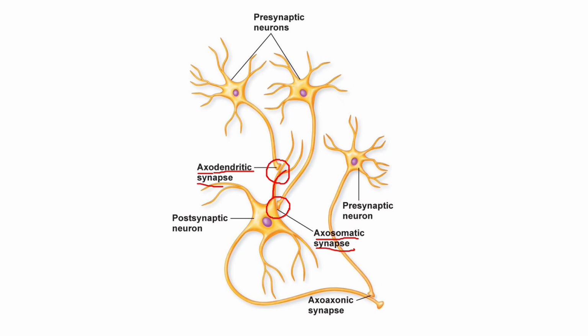The third type of synapse could be on the axons anywhere. So we call it axonal synapse, like in this case. But as we said, the most common type of synapse here is the axodendritic synapse.